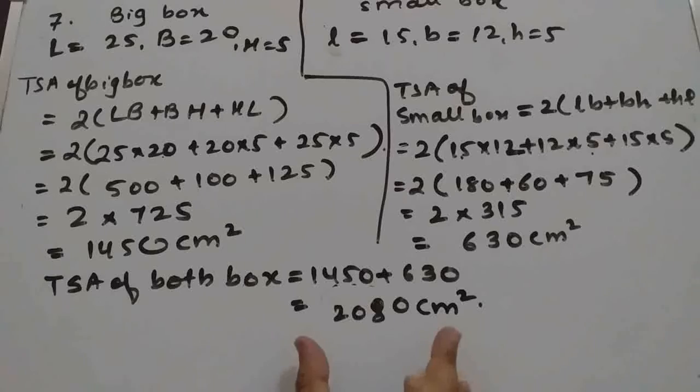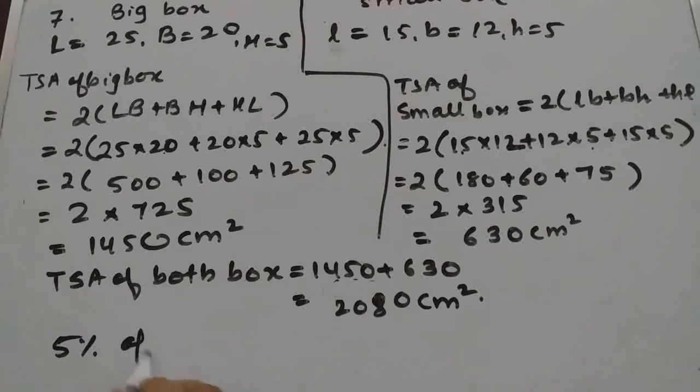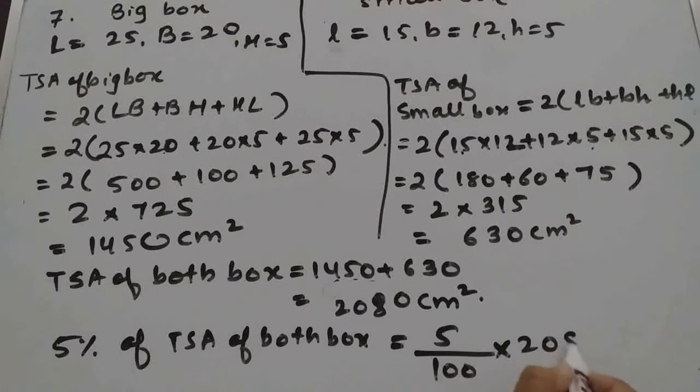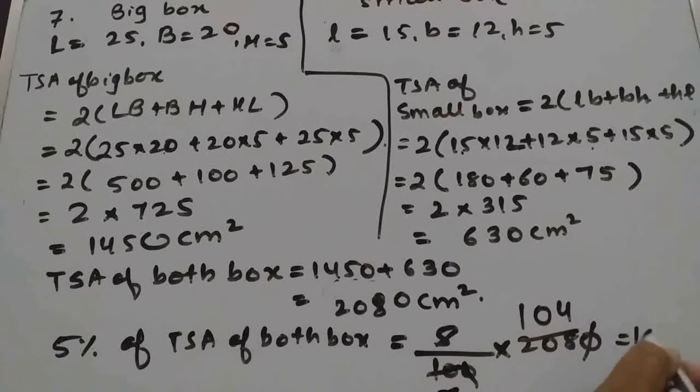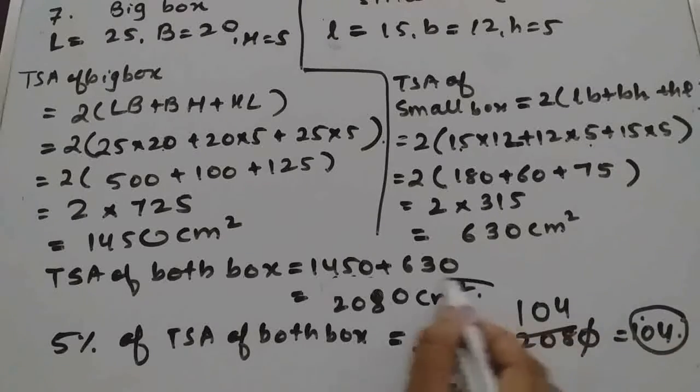Now 5% extra is required. So 5% of this we should find. So 5% of the TSA of both boxes. 5% means 5 by 100 of this one. So 1 0 will go. 5 2s are 10, 2 1s are 0, 2 4s are. So 104 centimeter square. So this is extra. This we should add in total.